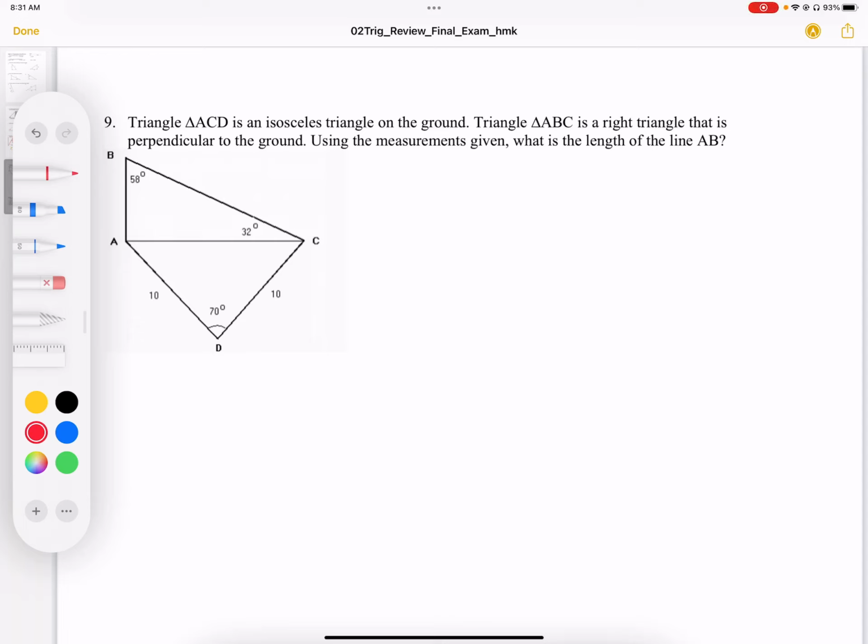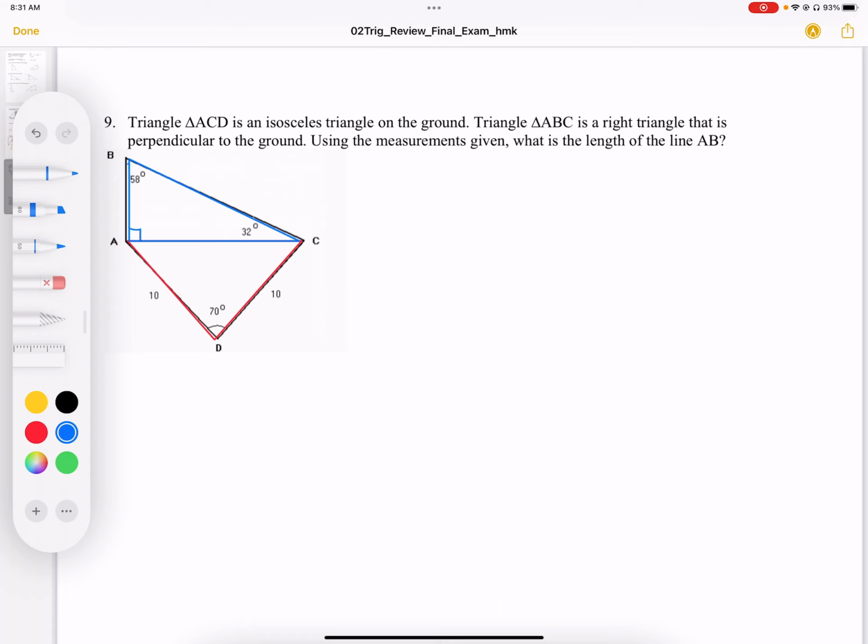Question number 9 says triangle ACD is an isosceles triangle on the ground. So this triangle here, which I'm highlighting in red, is horizontal to the ground. And the other triangle, which I'm going to highlight in blue, is perpendicular to the ground. So it's standing straight up out of the ground. And this one is a right triangle.